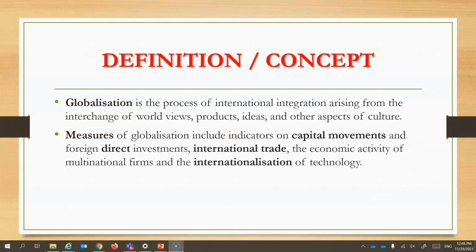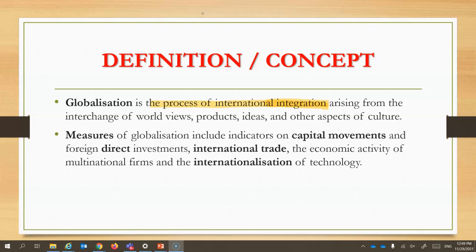So let's look at the definition first. In the definition here, we need to look at what is globalization. In this case, we can say that it is a process of international integration. The word integration is very crucial, arising from interchange of worldview, products, ideas, and other aspects of culture. There are many definitions you can find over the internet. This is just one of it.